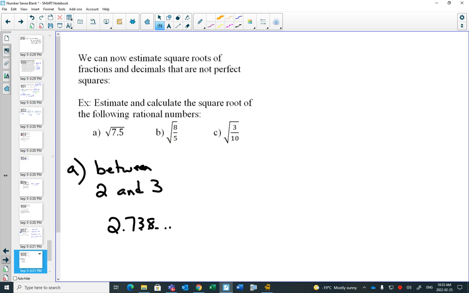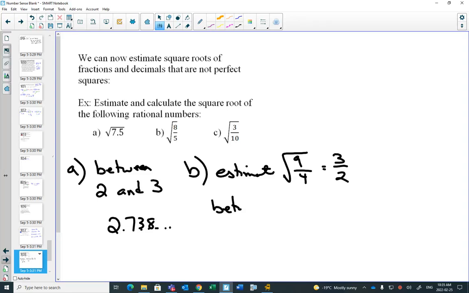Ooh, do you know what I would do for an estimate for B? This one's close to 9, this one's close to 4. My estimate might be 3 over 2, because square root of 9 is 3, square root of 4 is 2. That might be an estimate. Or I might change this to 1.6, right? 8 divided by 5 is 1.6. So I would estimate it to be between 1 and 2. Because it's more than 1, but less than 4.